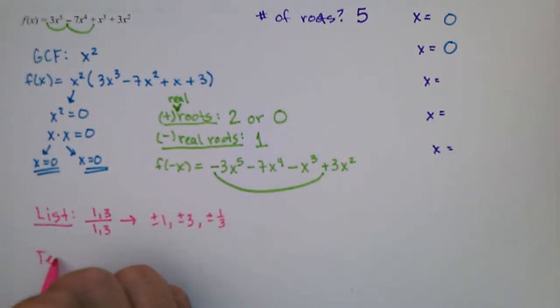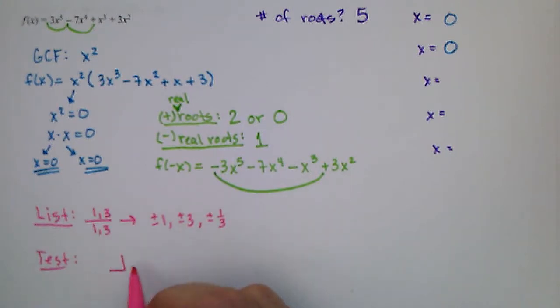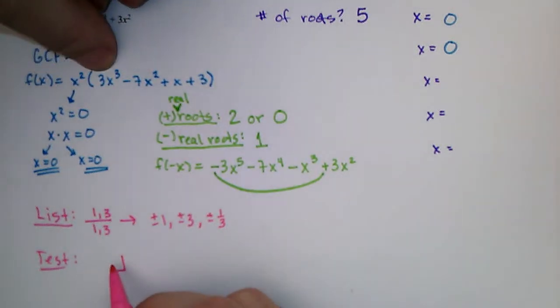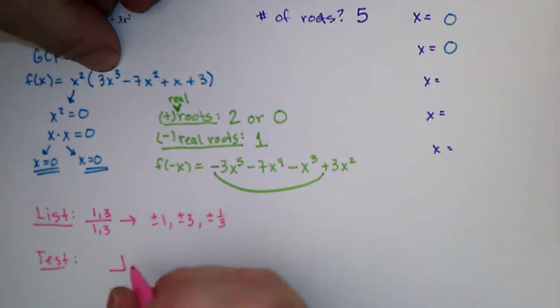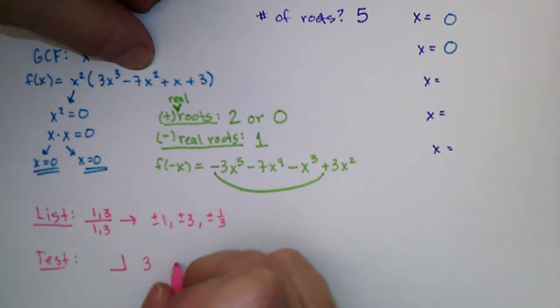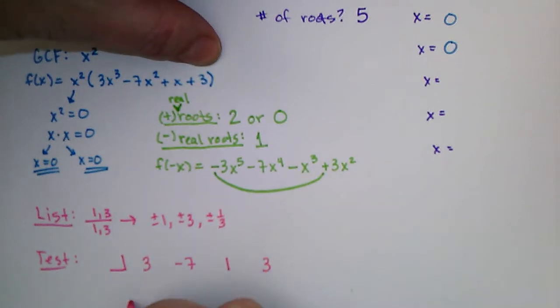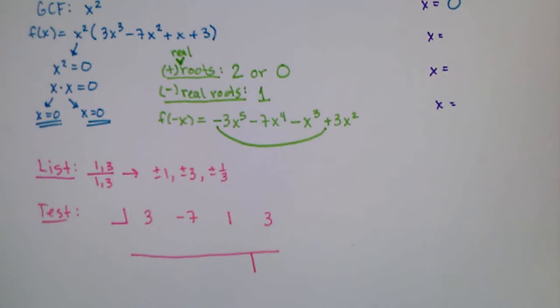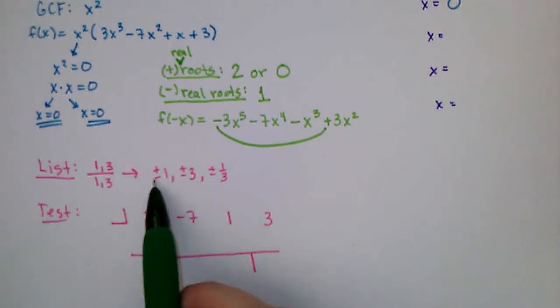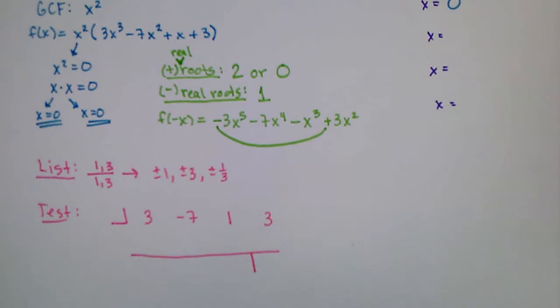Then I'm going to test. So I'll put a number in there in the box, and I'll use this row of coefficients. So 3, negative 7, 1, and 3. And sometimes at this point, I go ahead and start using a pencil so I can erase stuff if it doesn't work out. And I'll just kind of systematically go through and start testing things.